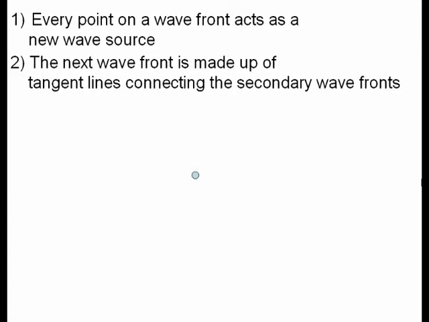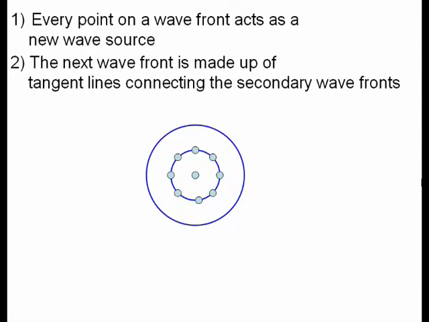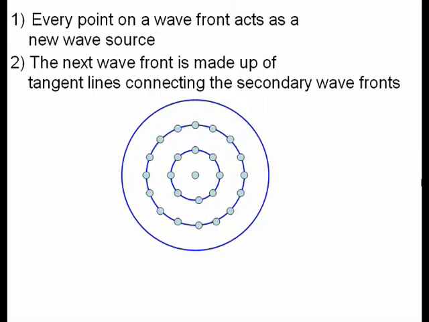Basically, Huygens is saying every point on a wavefront acts like a new wave source. So here we're going to start with our wave source. We have a wave front coming out of that, and that front is divided up into an infinite number of point sources. Each one of those point sources generates its own waves, and eventually those waves will add together to make the next wavefront. That wavefront is also made of an infinite number of points, which can generate their own wavefronts, and they all add together to make one large wavefront.